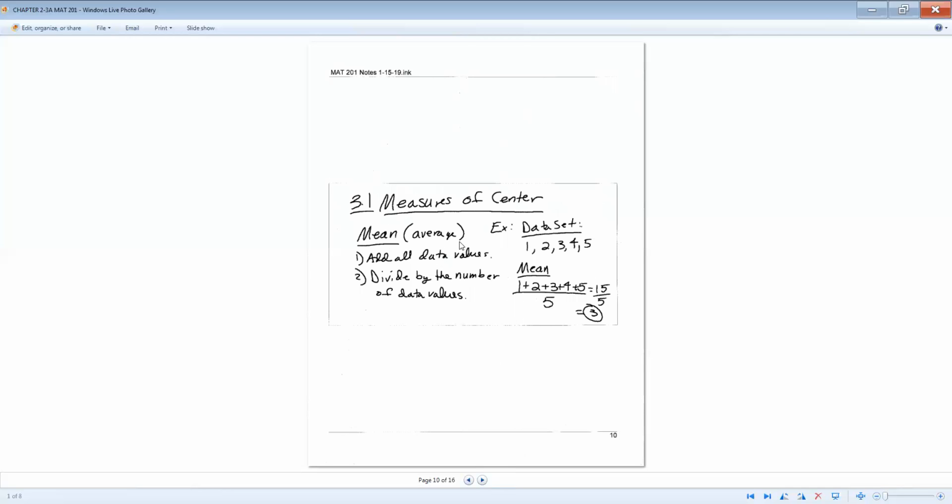So going into chapter 3, at least the first section of chapter 3, measures of the center. Your mean is just another word for average. You calculate it the same way you would calculate your average. You add all your data values and divide by the number of data values. So if my data set was 1, 2, 3, 4, 5, you add up those data values, which would be 15, divided by 5, and your mean or your average would be 3.